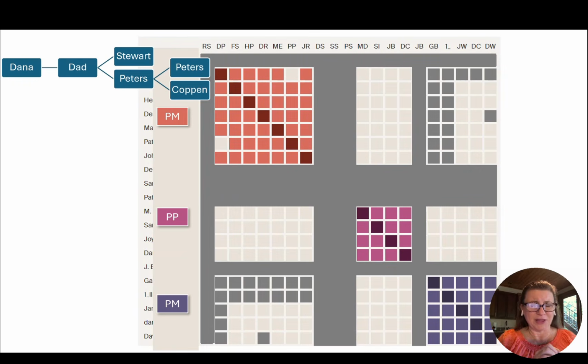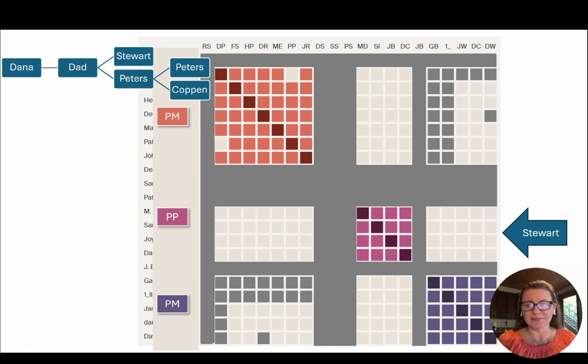I have a little brief tree of mine. So here's me and my dad. And my dad's dad is a Stewart. That's my maiden name. And my dad's mom was a Peters. And her parents were a Peters and a Kopenberger, which is hard to get on a little cell. So we're just saying Kopen. And as I studied these matches to see, well, who's in these clusters? What do these actually mean?